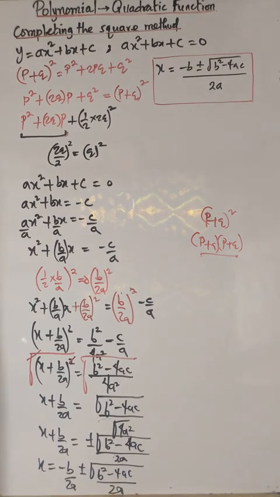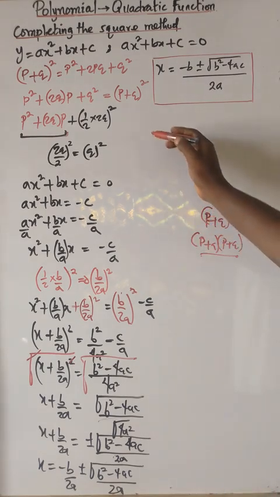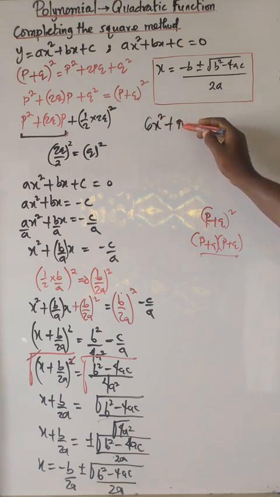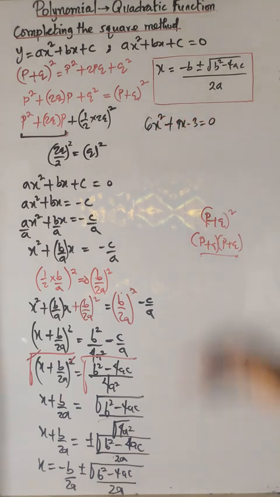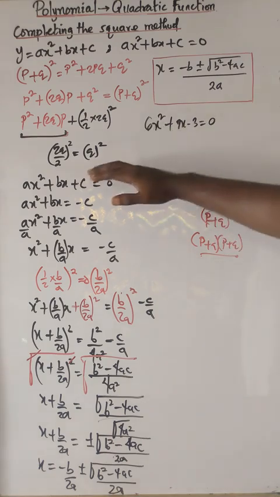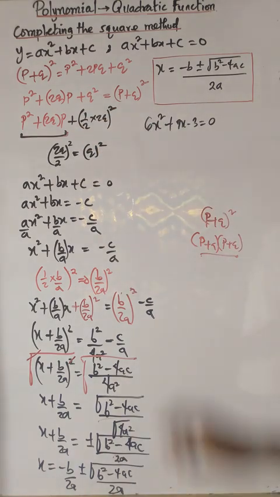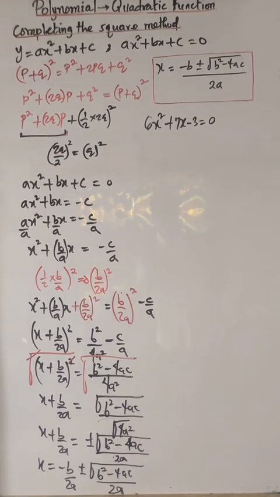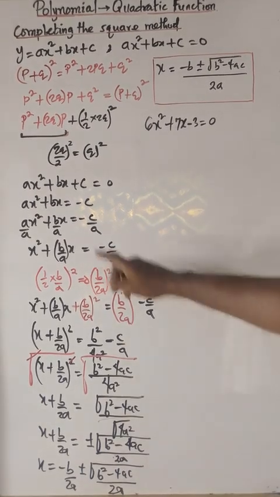So for example, suppose we have this question: 6x squared plus 7x minus 3 equals 0, and we want to solve. We can either use the completing the square method from the beginning, or we can use this formula below directly. Although in some theoretical questions, we can be told to use the completing the square method. So now let's solve using the completing the square method, then we use this formula to check if our answer is valid.